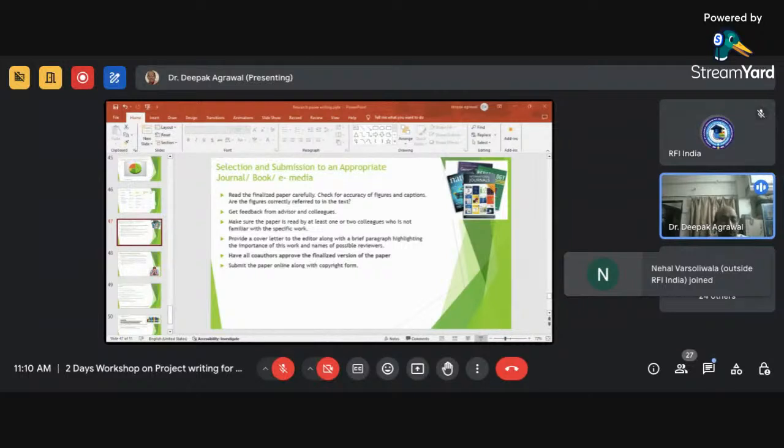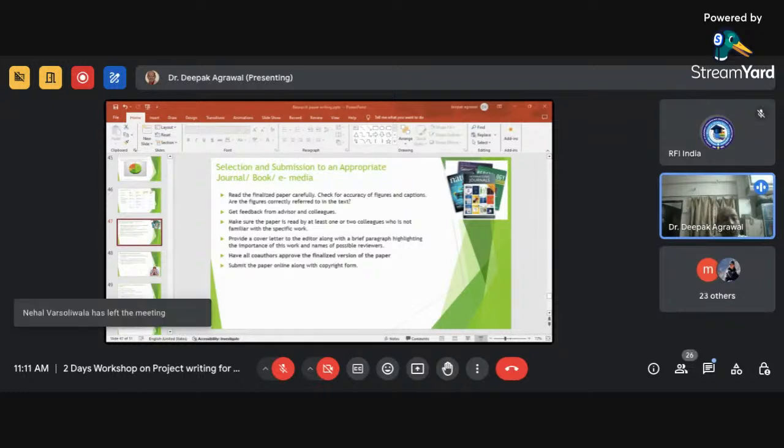Suppose I belong to the management area, so my objective is in the management field, and my subject area is finance. So I will focus upon such types of journals which publish finance papers. Or there are multidisciplinary publications also, which carry all types of papers in their work. So this is what you need to always focus upon: which type of journal, and where you want to get your paper published.